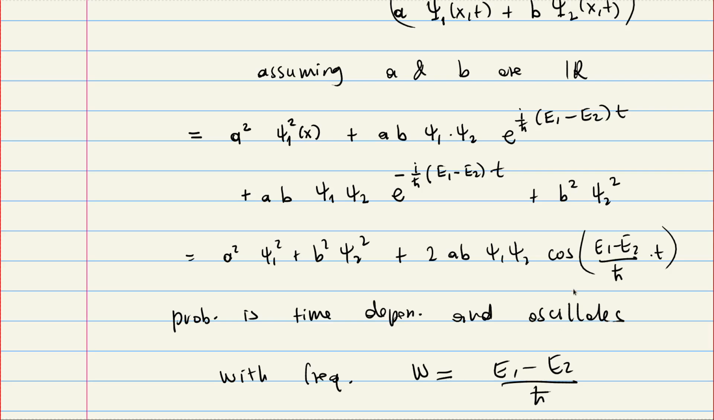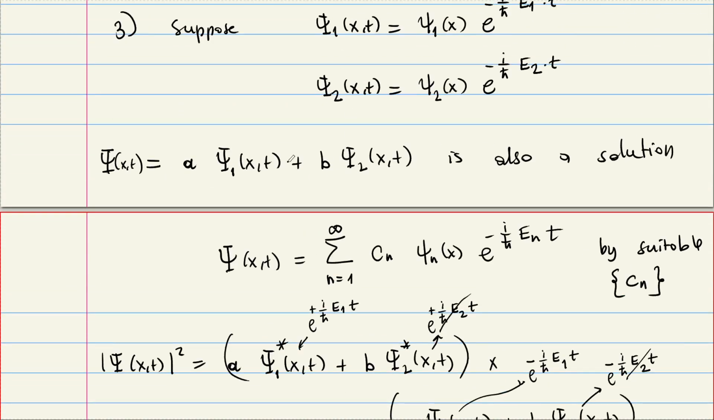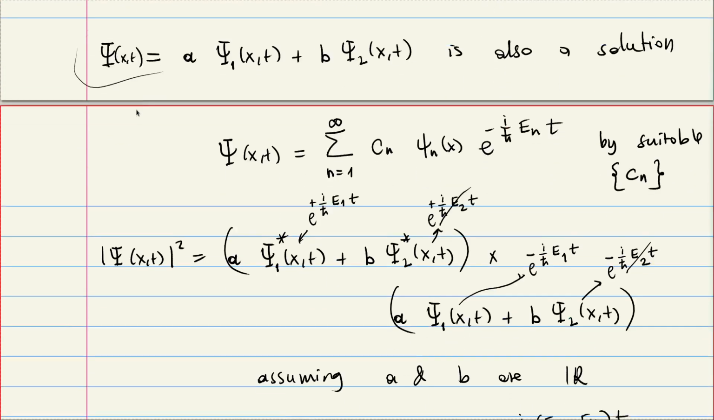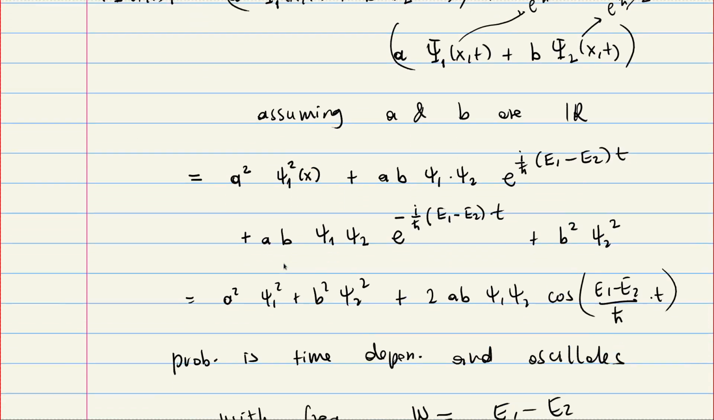So just to finish, we started with two separable solutions. We used linearity to write a solution, and this is also a solution of the Schrödinger equation. But if E1 is not equal to E2, the resulting probability density and the resulting expectation values are going to be time dependent. For the moment, this is just an observation, but later this will also be important.